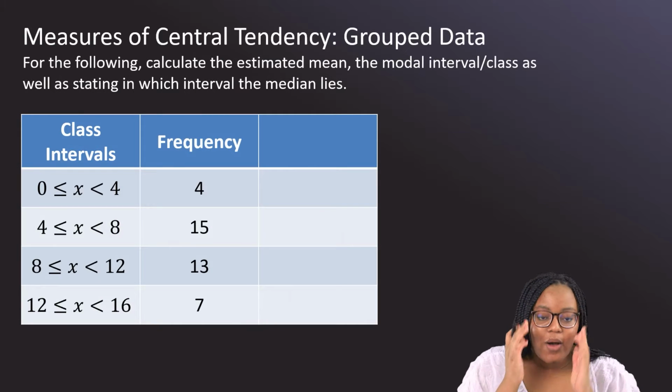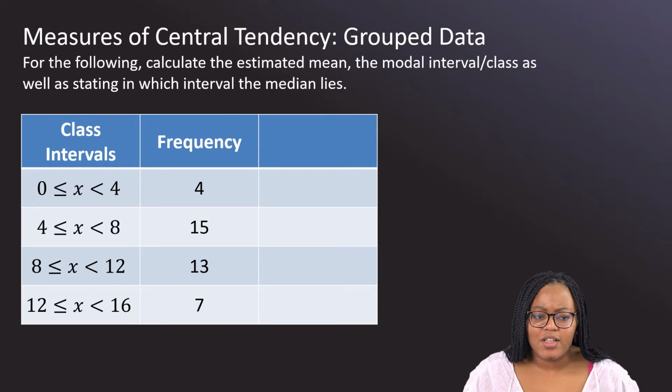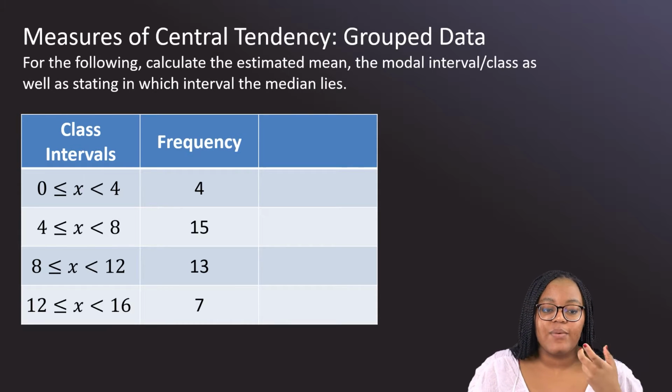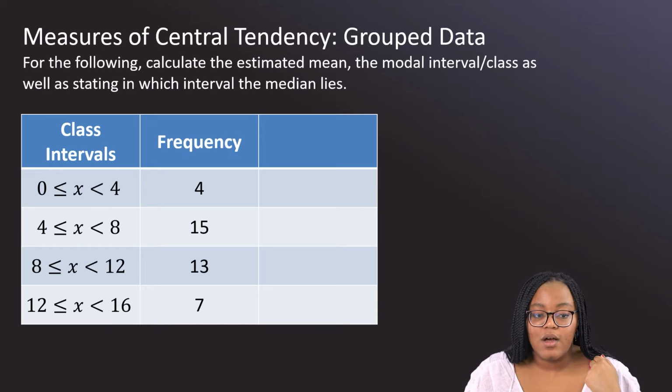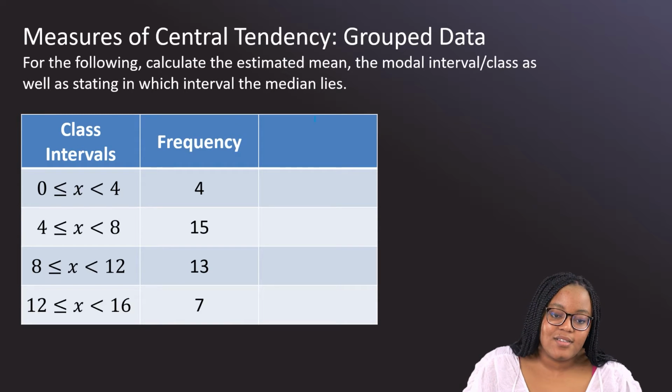Move on to our measures of central tendency, and we're going to be dealing with grouped data, that is data that's been placed into class intervals. We've been given the question for the following data set. Calculate the estimated mean, the modal interval or class, as well as stating in which interval the median lies. Okay, so how do we calculate the estimated mean of a data set?